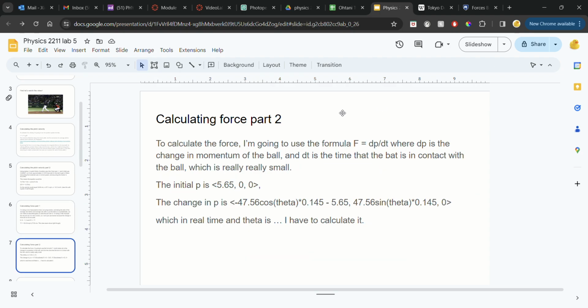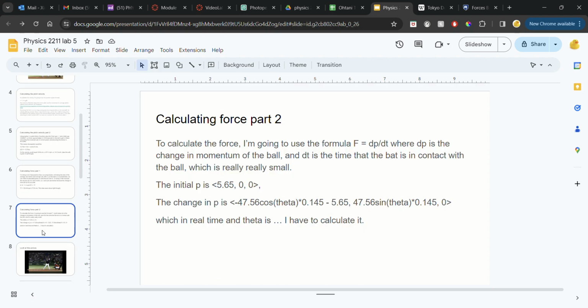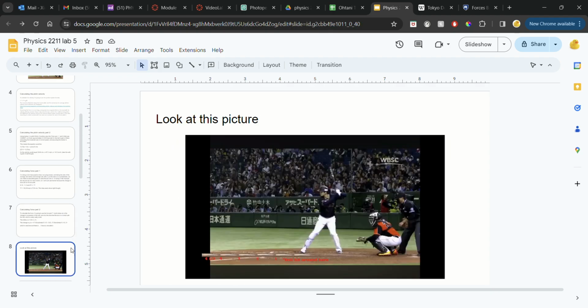So for the second part of calculating force, I'm using F equals dp/dt, of course. The initial p was this. The change in p is just p final minus p initial. You probably already know. What I needed for this is the real time and then the angle theta, because of the equation.